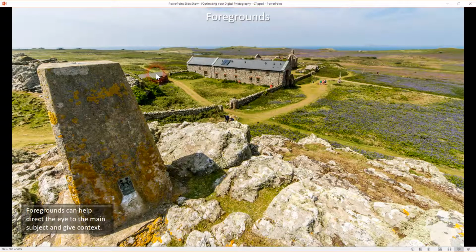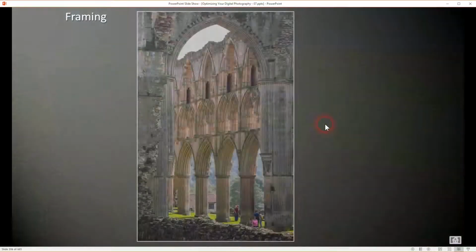Foregrounds. Foregrounds can help direct the eye to the main subject and give context. So here we have the highest point on the island and we can see all the surrounding areas. So it gives us a little bit of an idea of what's going on there.